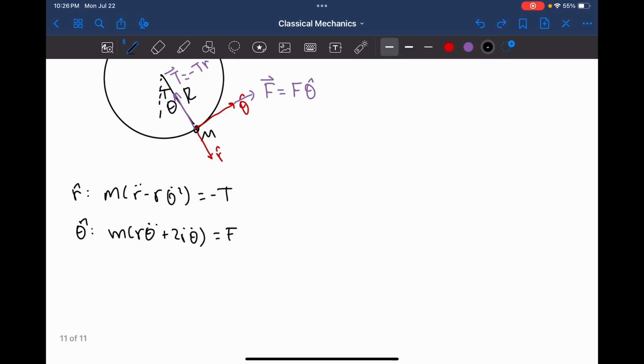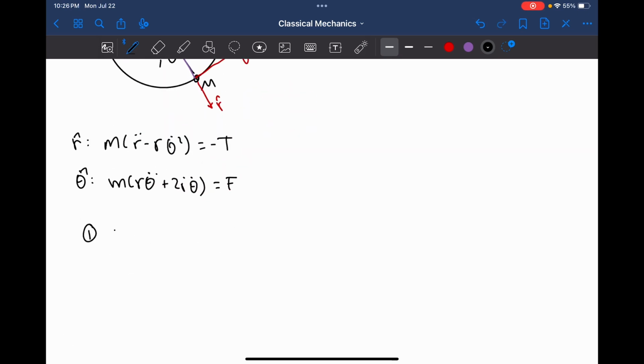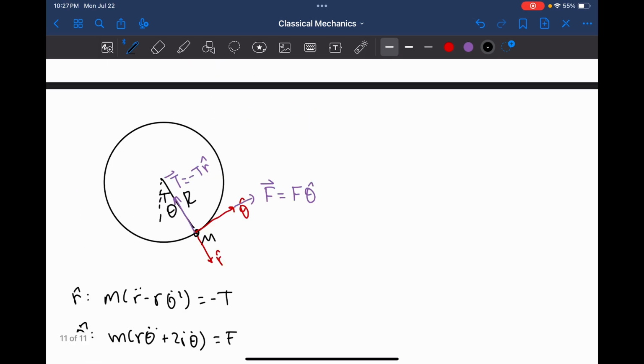So it's just F. But we know r is constant, and it's also equal to capital R, so these simplify. The first equation becomes minus m capital R theta dot squared is equal to minus T, so the minus signs can cancel. And the second equation becomes m capital R theta double dot is equal to F. So we can't solve this first equation because tension is time dependent, but we can definitely solve the second equation if we know our initial conditions. So let's just assume it starts at an initial angle theta naught and an initial angular velocity omega naught.